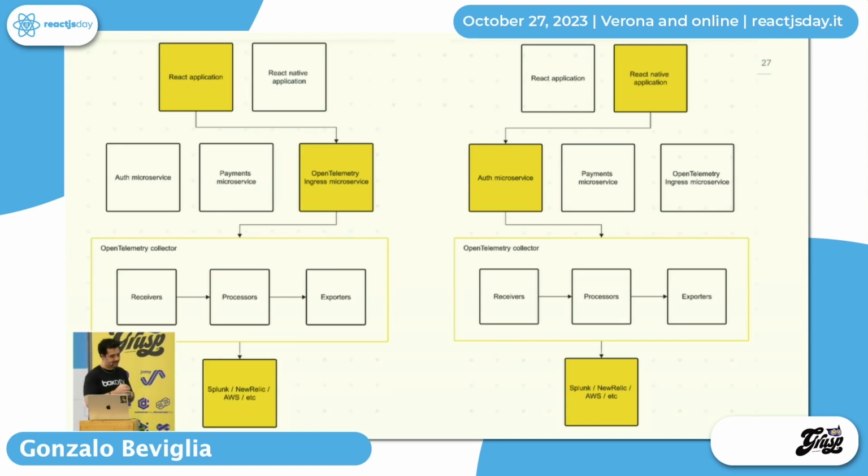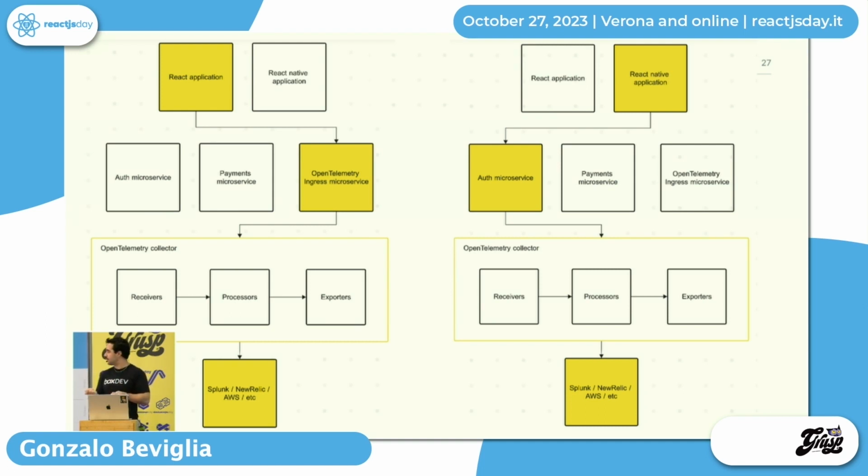More practical example, let's say. In this case, both our React Web and our React Native application can send their traces to the OpenTelemetry ingress. The ingress can do some validation, process headers, IP addresses, things like that, before sending everything to the collector. And when we communicate with our backend authentication microservice, the traces generated there are directly sent to the OpenTelemetry collector without needing to go through the ingress. And in the end, the data is sent to our vendor of choice. It can be Splunk, New Relic, AWS. There's a lot of support there.